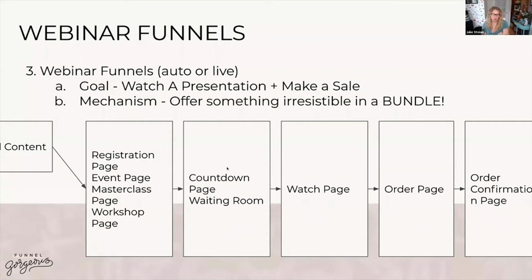Now, I showed you, this is an auto webinar because usually if it's an auto webinar, the next page they get to is the waiting room where there's like a little timer counting down. It's going to start in a few minutes, blah, blah, blah. Okay. This page usually automatically redirects when the timer goes to 0, sends them to a watch page where they actually watch the presentation. And from there, they're sold on this irresistible bundle and they go to the order page and they buy. That is your typical webinar funnel.